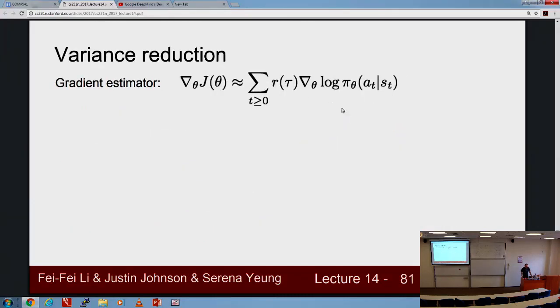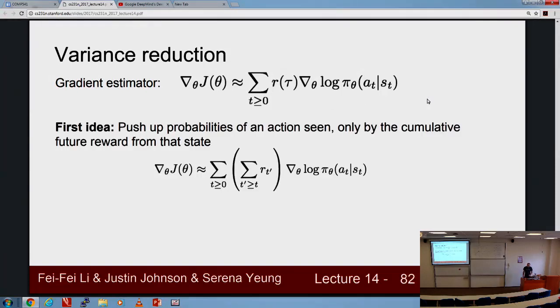So this is my gradient estimator. How can I reduce its variance? Well, one idea is, notice that in this original formulation, every action is getting pushed in the direction indicated by the cumulative reward for the whole trajectory, from beginning to end. But we know that this particular action only affects the later part of the trajectory that comes after t. So instead of taking the whole reward, we can take the cumulative reward that comes after t, because that's the part that's affected by this particular action, and use that to push the probability of at up or down. So that's one trick that will reduce the variance of this estimator.